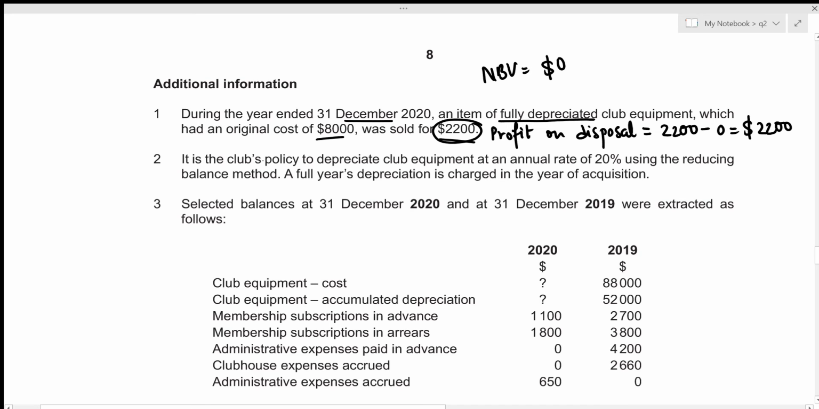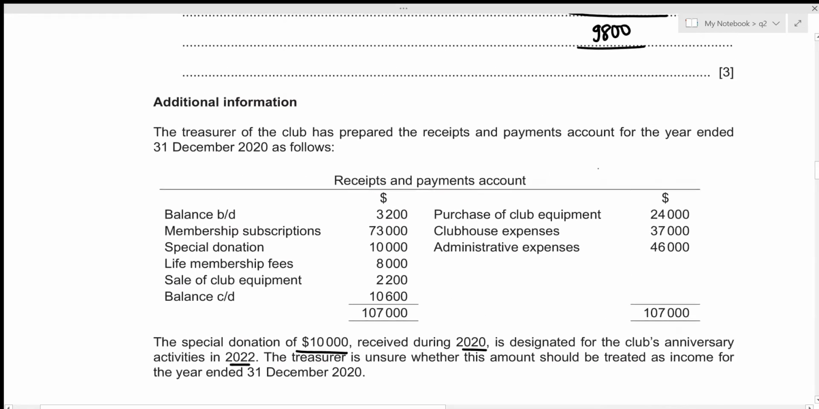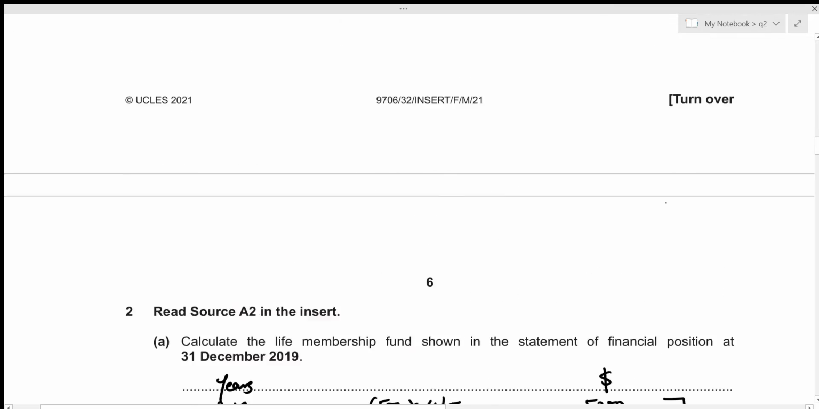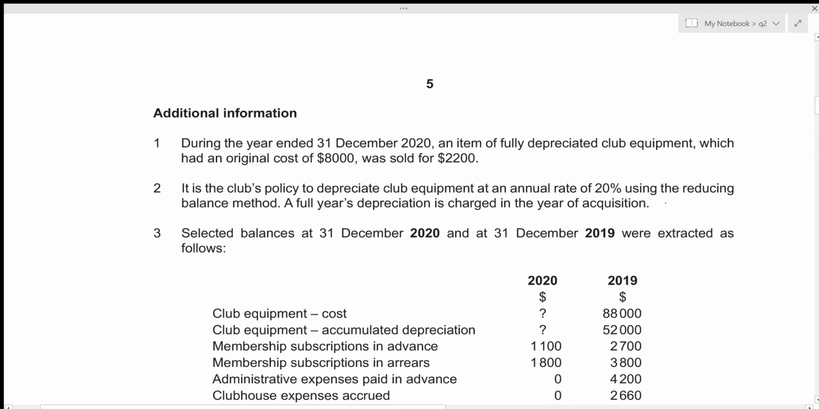Okay, then it is the club's policy to depreciate club equipment at an annual rate of 20% using the reducing balance method. A full year's depreciation is charged in the year of acquisition. Okay, let's figure out the depreciation. And we were given our receipts and payments account right here. So we can see that there was a new purchase of club equipment which has the cost of 24,000, and we are also told that a new purchase is to be depreciated for the full year. So we need to charge full year's depreciation to this amount of 24,000, right? And then we must have also been given the actual net book value of the club equipment.